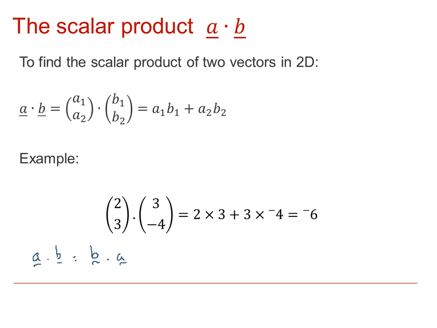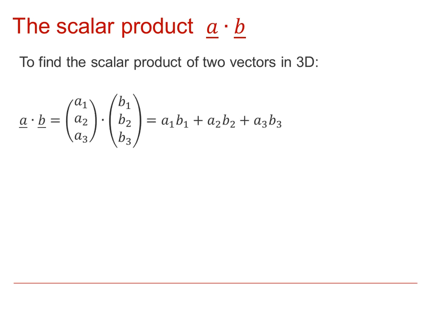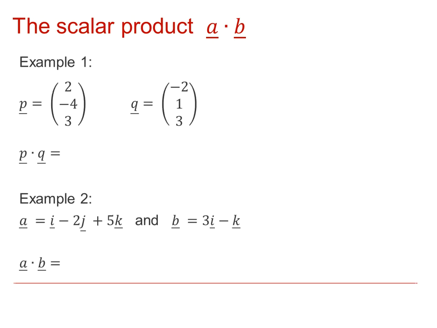If we move into 3 dimensions, there's simply the z component to consider, so that the definition remains the same. We're looking at the sum of the products of the corresponding elements. And we can look at a couple of examples of that. Example 1 here, we've got P and Q. You can see there we've got it written in its vector form.